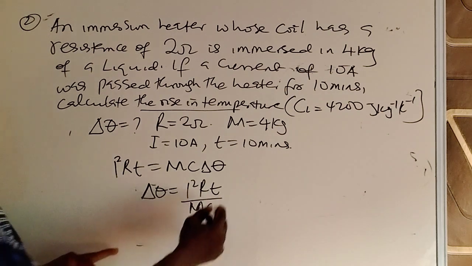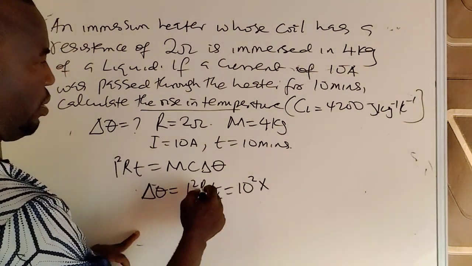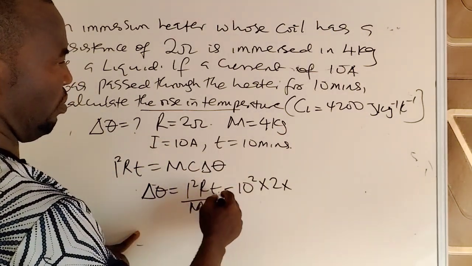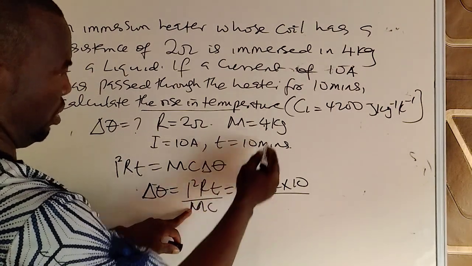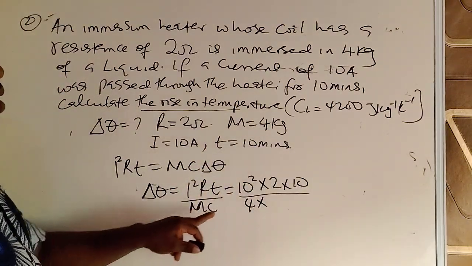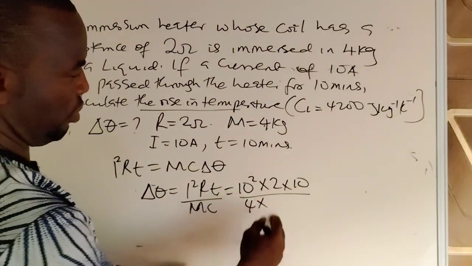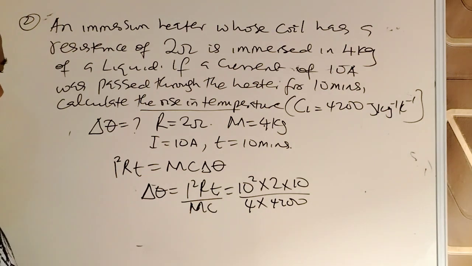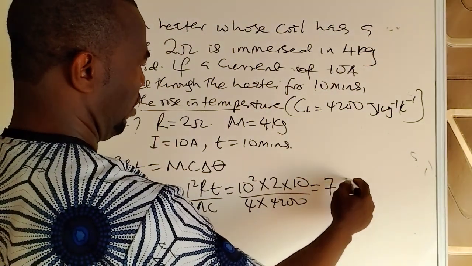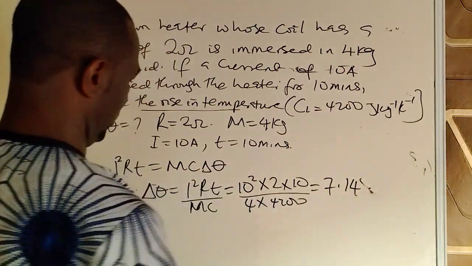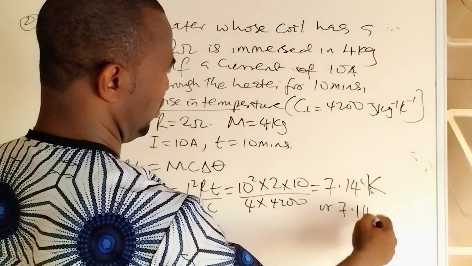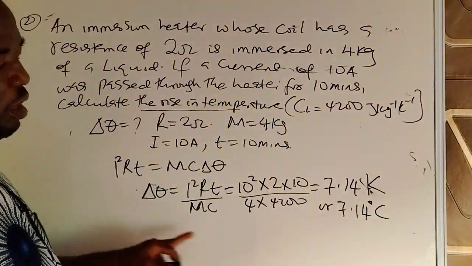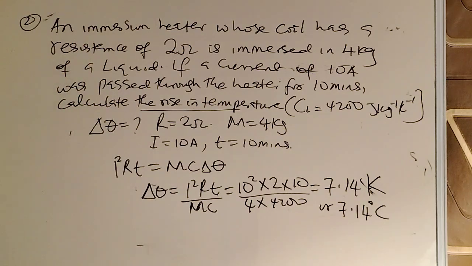Having done that, make a substitution. Your I is 10, so 10 squared, resistance is 2, and then time is also 10, all over the mass of the liquid, 4 kg, probably water or whatever liquid it is. The specific heat capacity of the liquid, c, is given in bracket as 4,200. When you solve everything with your calculator, you're going to get about 7.14. Sorry, the change in temperature is 7.14 Kelvin, or you can say 7.14 degrees Celsius, because the change in temperature in Kelvin and in Celsius remain the same thing. So that is our answer for this question.